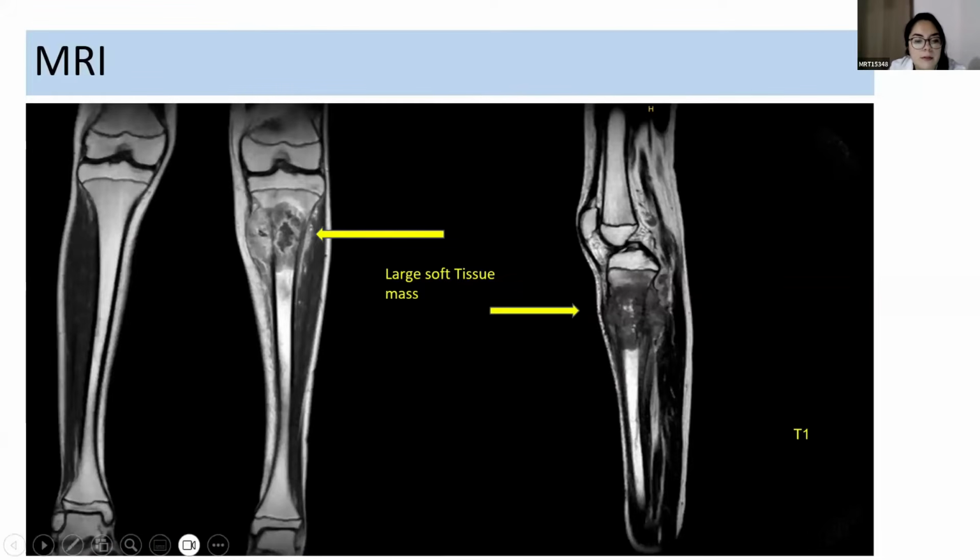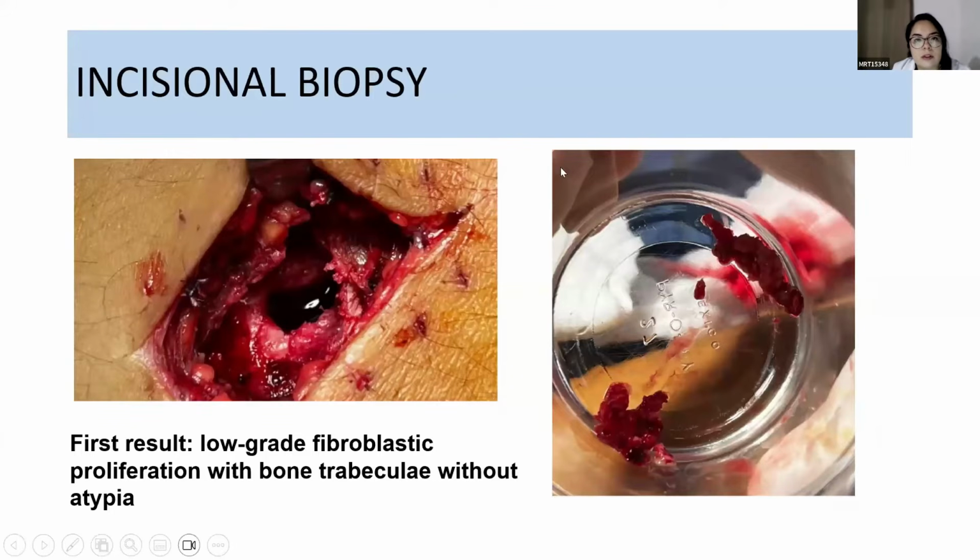On the left side, we have a simple coronal plane where we can see a large osteolytic destruction on the middle proximal tibia with extension to soft tissue. It goes to the whole compartment. The lesion shows a periosteal reaction, edema in the medulla, about 15 centimeters long, and a volume of about 70 millimeters. So we decided to do the first biopsy.